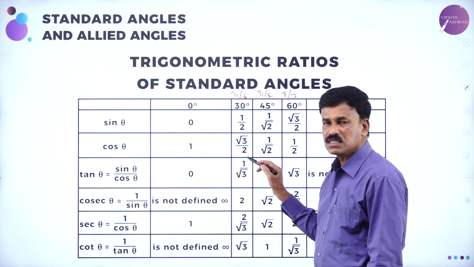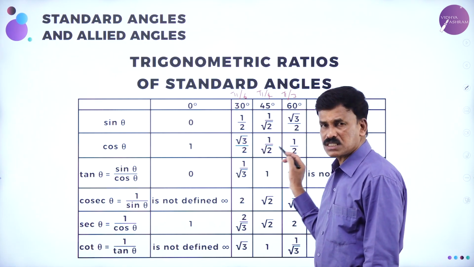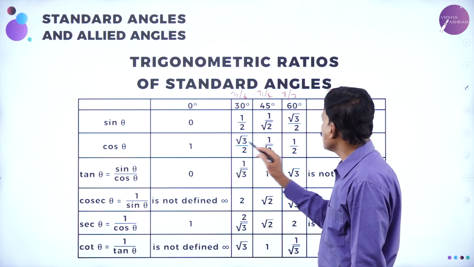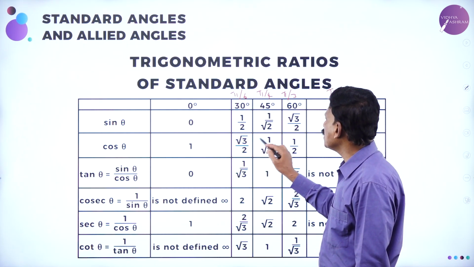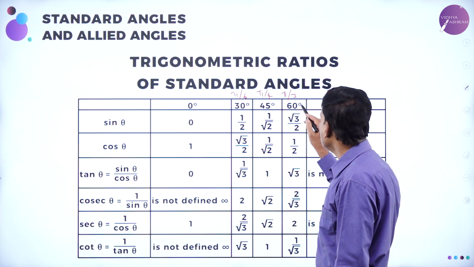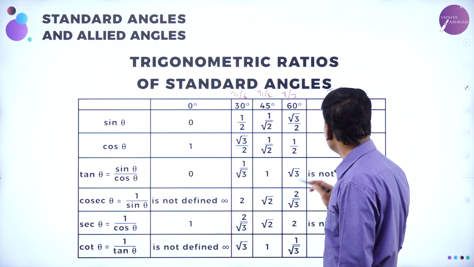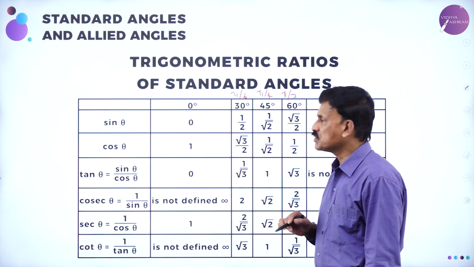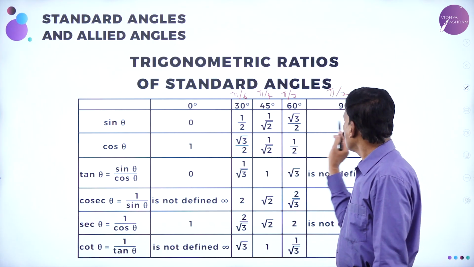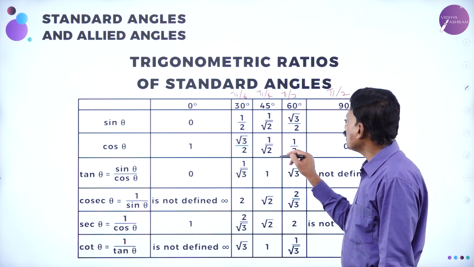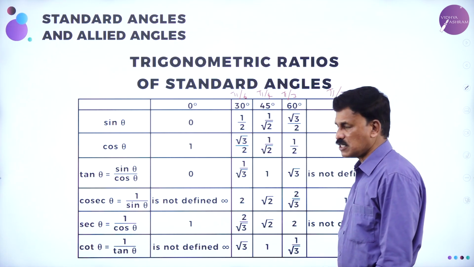If you reverse this, you will get cos. So, cos 0 is equal to 1, cos 30 is root 3 by 2, cos 45 is 1 by root 2, cos 60 is 1 by 2 and cos 90 is equal to 0. Just reverse this: 1, root 3 by 2, 1 by root 2, 1 by 2 and 0.